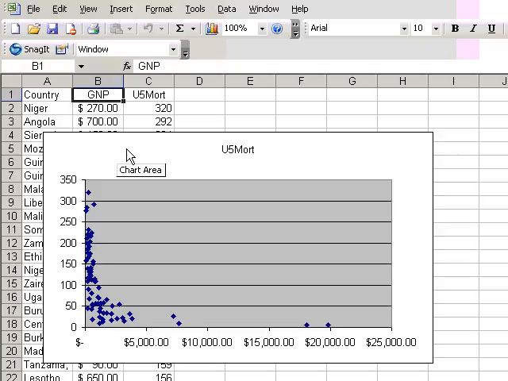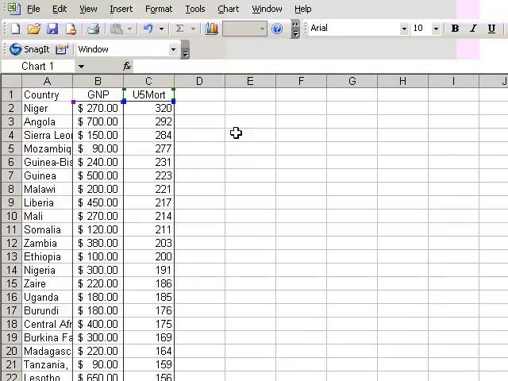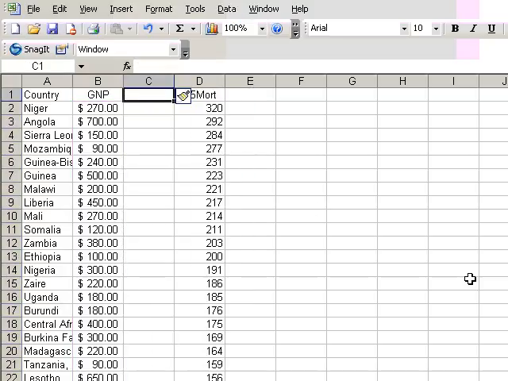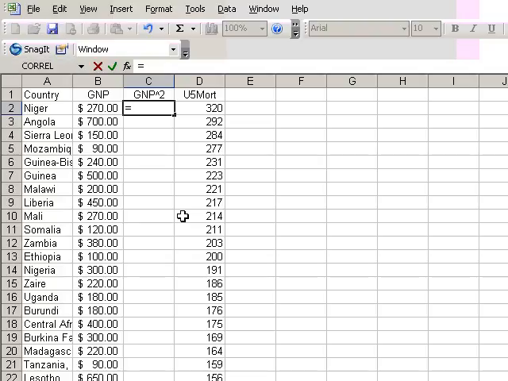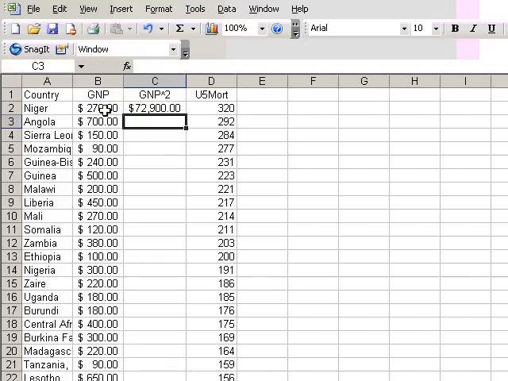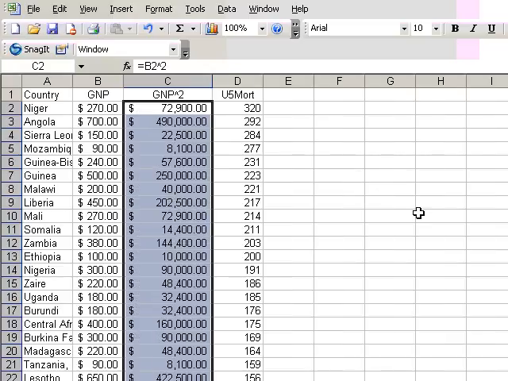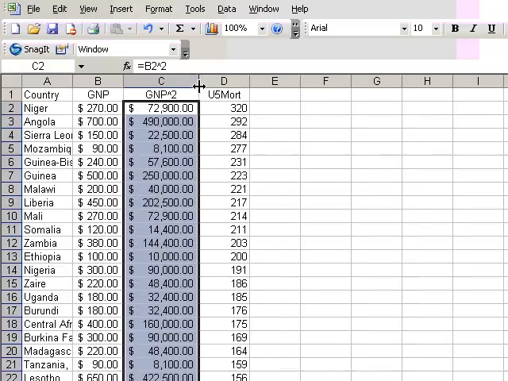of direction. In order to look at that, let's move this out of the way, and we'll insert a column right here, and we'll make this GNP squared. And in this column, I will create the square of GNP. So that's the first value. When I do a Control-Shift down arrow, I get the square of GNP for all of the variables.